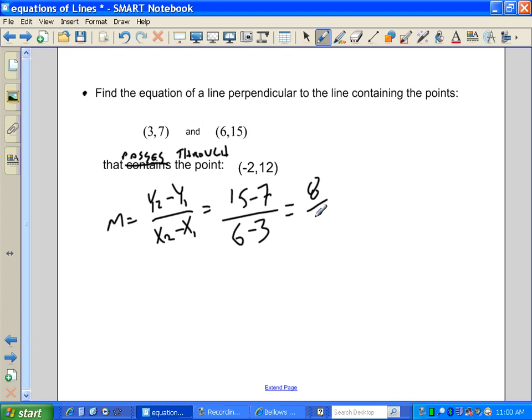15 minus 7 is 8. 6 minus 3 is 3. Slope is 8/3. Okay, a fine and wonderful number. We don't need to turn it into something else. Remember, slopes we like improper because it tells us how to rise and run and all that sort of stuff.